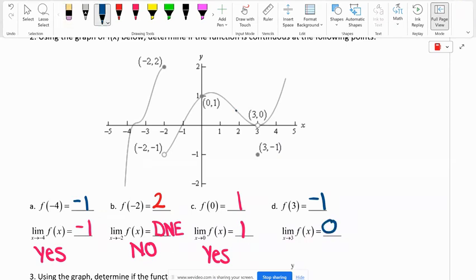0. From the left side, we're approaching 0. From the right side, we're approaching 0. So the limit as x approaches 3 is 0. Are the top and bottom the same? No. So is this continuous? No.